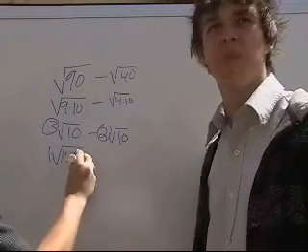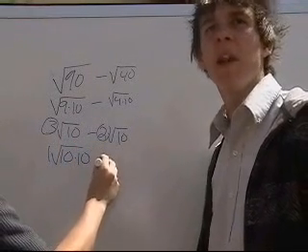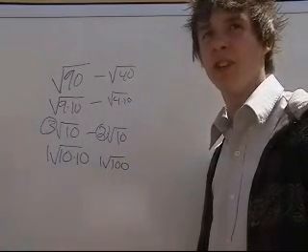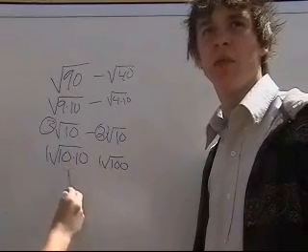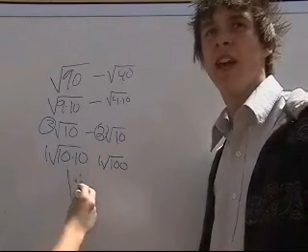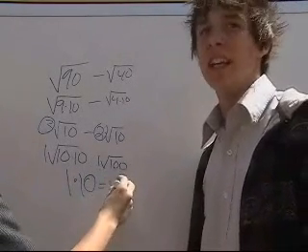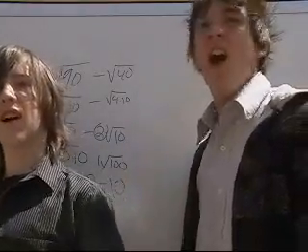This would get you 1 times the square root of 10 times 10, which would equal 1 times the square root of 100. 10 is the square root of 100, so you would get rid of the square root and now get 1 times 10. 1 times 10 equals 10, and there is your answer.